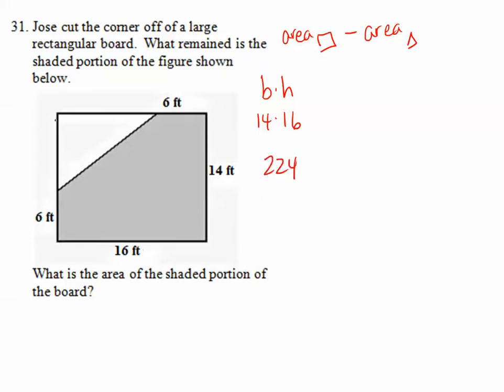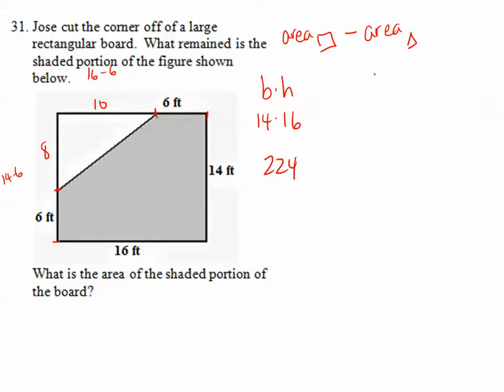Then I need the area of the triangle over here, and I don't really know exactly what these are, but I know that from here to here is 6, and the whole thing is 16. So if I do 16 minus 6, then I know that this part is 10. Same thing here, from here to here is 6. The whole thing is 14, so 14 minus 6 is 8.